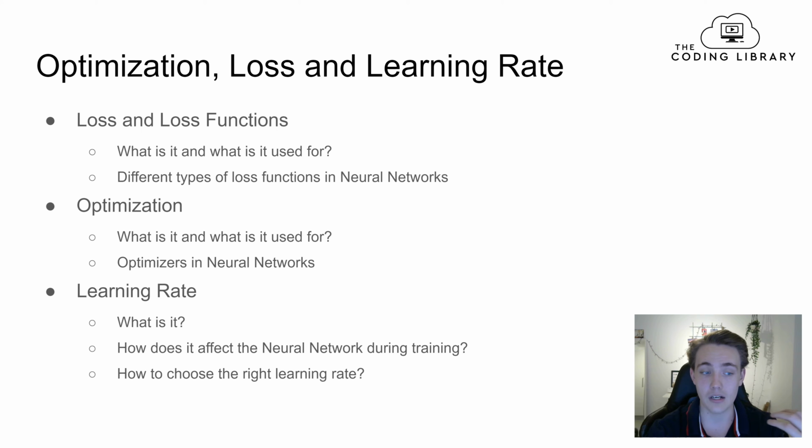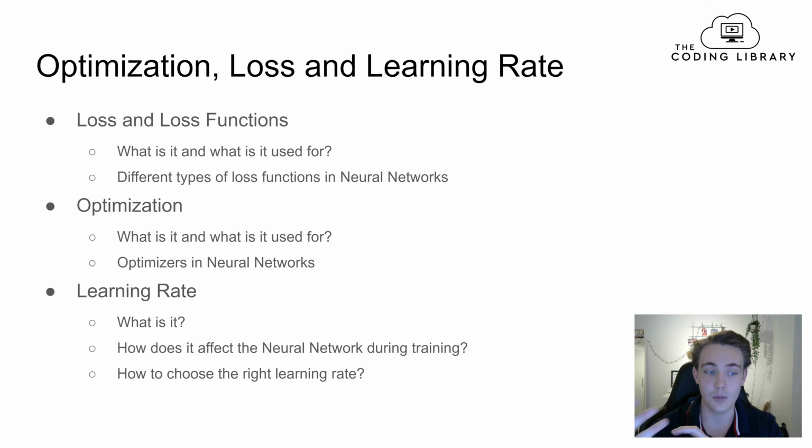Then we're going to talk about optimization of neural networks when they're training, the optimization of the learning or training process. We're going to talk about what it is and what it's used for, and we're going to see some different kinds of optimizers in neural networks. I'll also talk about some of the pros and cons of some of the optimizers.